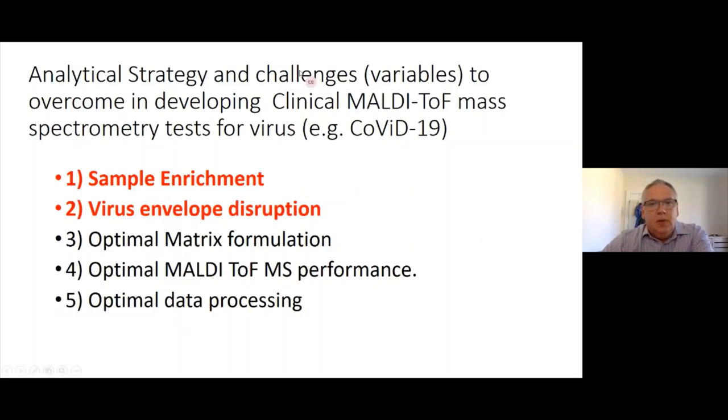So when we came to switch our attention to COVID-19 and viruses, we had all of these 5 challenges to overcome. What I'm going to talk about is really the first 2 challenges here, which are chemistry based, all to do with how to process a sample in order to get extremely good spectral data. So I'm going to take you through in sample enrichment and virus envelope disruption, which are the critical steps. These anyone can really fix who've got experience in mass spectrometry.